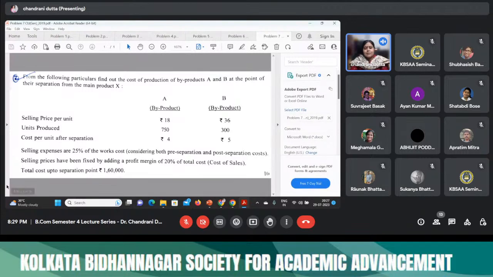Selling expense is 25% of the works cost. So 25 divided by 125. Right. Good. Okay. So works very good.